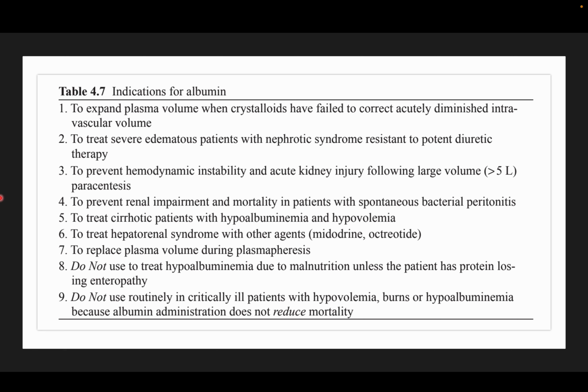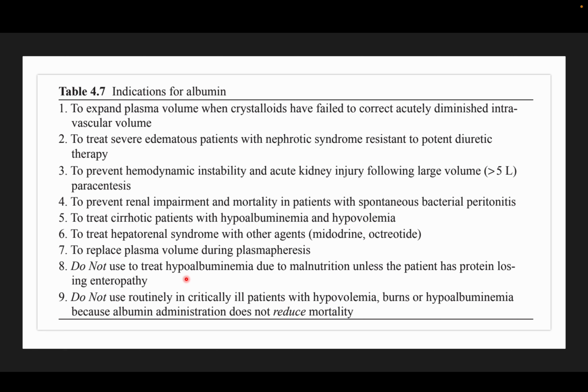Albumin is mainly used to expand the plasma volume if the crystalloids are not working. In a nephrotic syndrome patient or a liver failure patient where there are low albumin levels, especially after paracentesis, after 5 liters we give albumin. Before 5 liters of paracentesis, when we do the ascitic fluid tap, we do not require any albumin infusion, but if you are paracentesing more than 5 liters, you can give albumin. And also in the case of hepatorenal syndrome you can give it. So these are the various reasons.